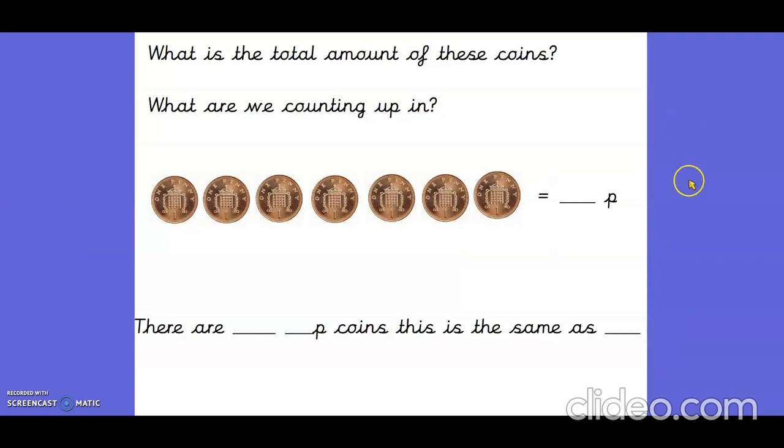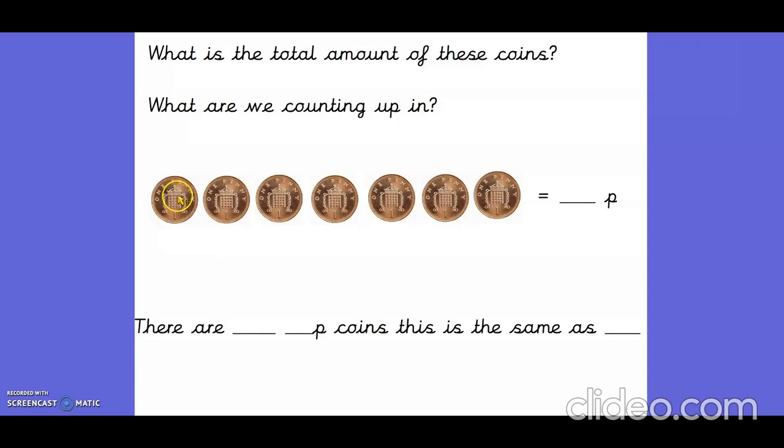So today we're going to be thinking about the total amount of different coins. So let's have a look at the coins that we've got on the screen. And it says, what is the total amount of these coins? What are we counting up in? Look at the pennies, look at the coin. What is each coin worth? Hopefully you've recognised that each penny is 1p. So we're counting up in ones.